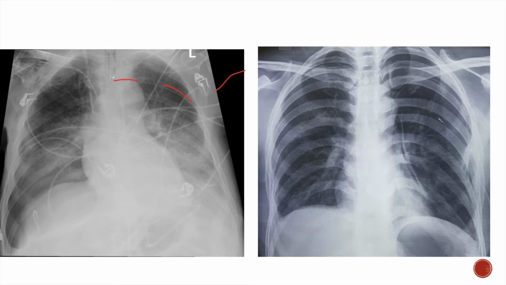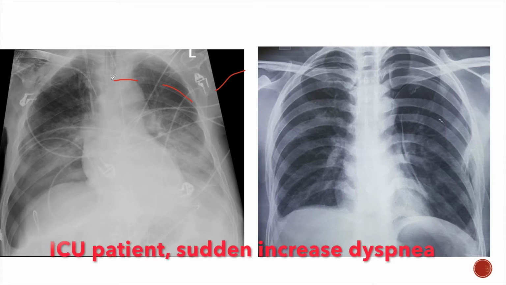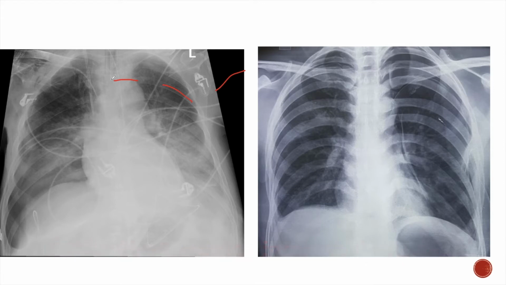On attending rounds in the ICU, you find that there is unexpected increase in dyspnea and the breath sounds in the chest are diminished. You are suspecting pneumothorax and you request for a chest X-ray.